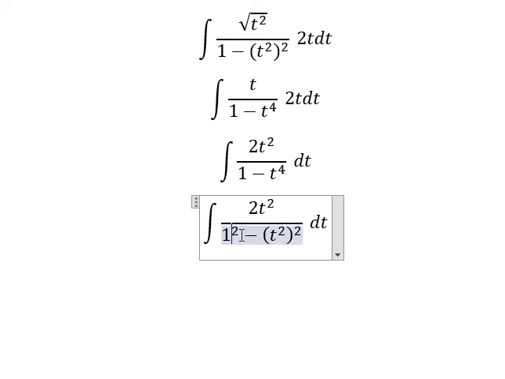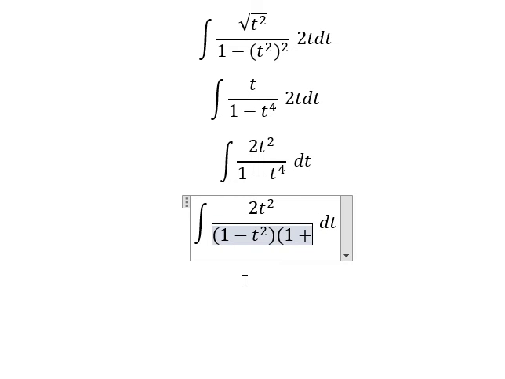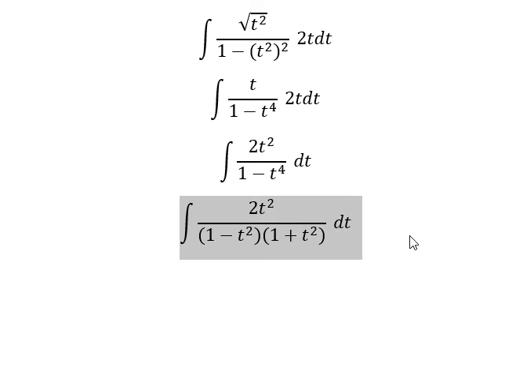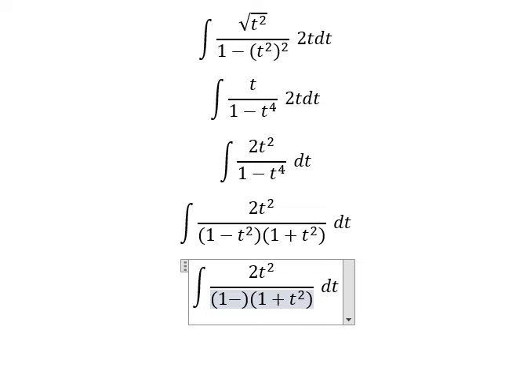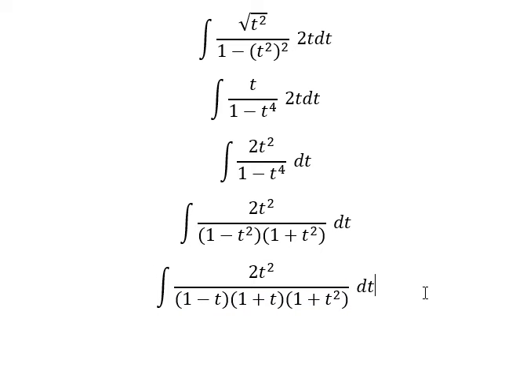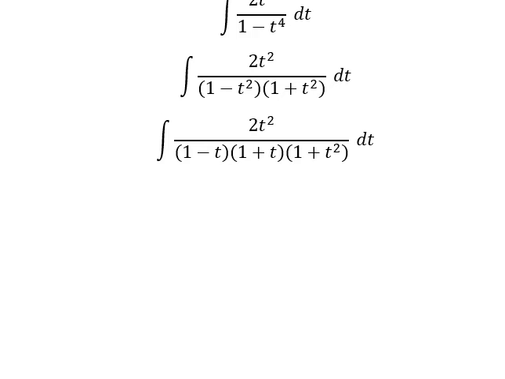So this is about identities. So we can put like this. Next, we can do another identity in here. That is 1 minus t multiplied by 1 plus t. Next, we can use partial fractions.